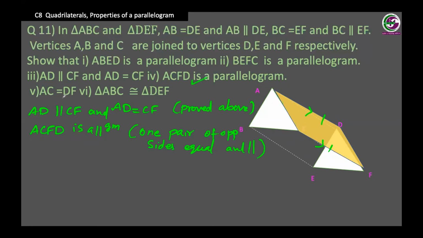Now AC is equal to DF. AC and DF are the opposite sides of a parallelogram, so they are equal. AC is equal to DF because it is the opposite sides of a parallelogram.